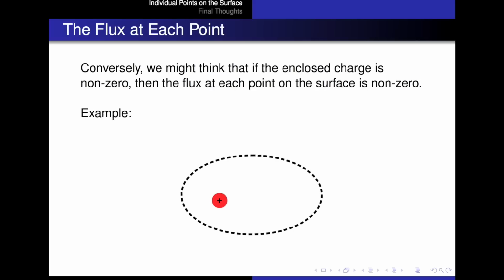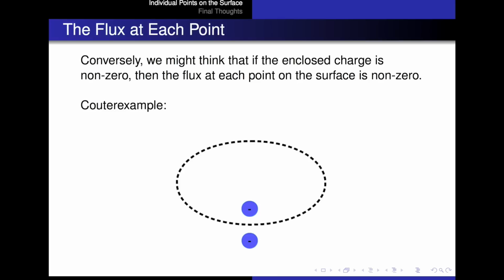On the other hand, we might think that if the enclosed charge is non-zero, then the flux at each point on the surface is also non-zero. And here's an example of that. We put a positive point charge inside of a Gaussian surface. The positive point charge has an electric field given by kq over r squared. So it's reasonable to think that, hey, every single point on the surface has a non-zero flux, and that must happen in every case. But sadly, here's a counterexample.